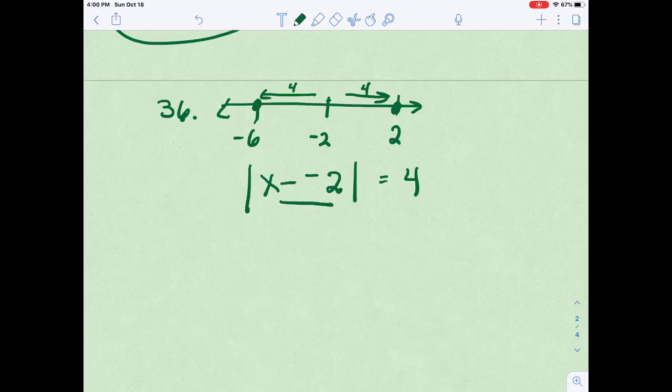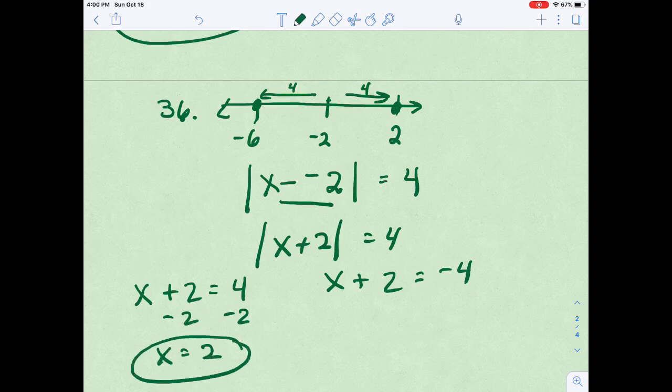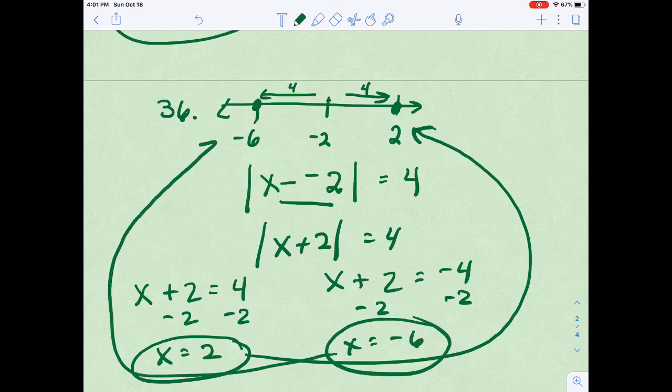X minus a -2 is just x plus 2. If I want to check that, I get x plus 2 equals 4, and x plus 2 equals -4. So I do the math. X equals 2. It's funny how it's always on that side. And then over here, I get x equals -6. Notice that that is that number. Okay, so that's how you work those out.